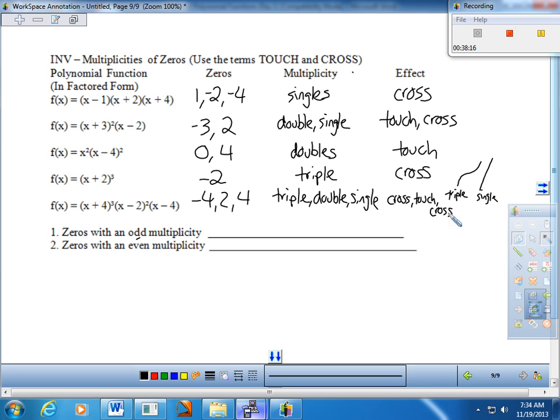Alrighty, guys, you get the idea. Let's put this in and be done. Zeros with an odd multiplicity, very simply, cross the x-axis. Zeros with an even multiplicity, those doubles in particular, that's what we'll see most often, they touch the x-axis.